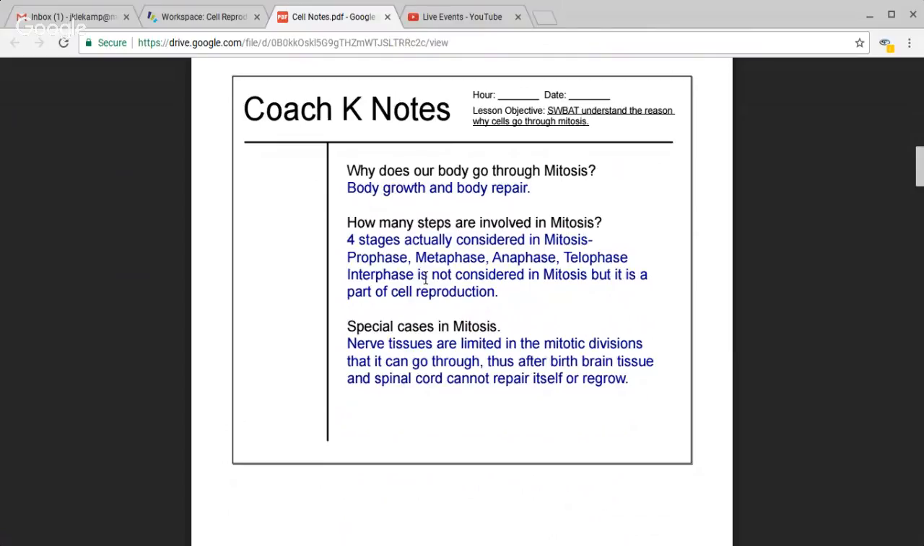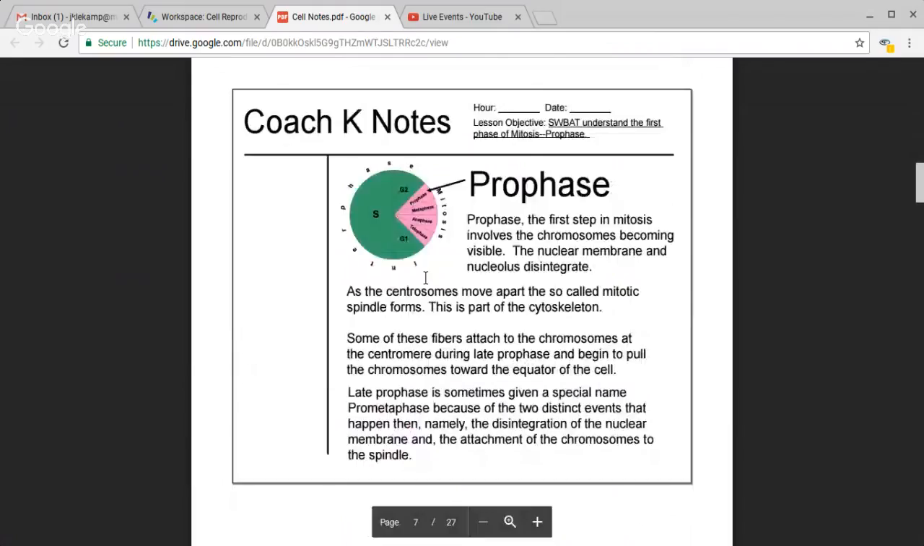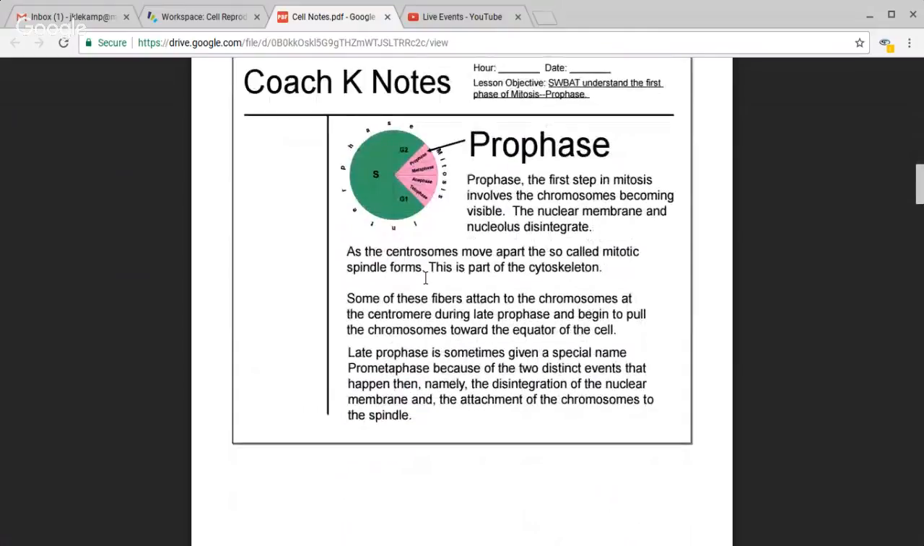So, for instance, brain tissue and spinal cord cannot repair itself or regrow after it's damaged. So we look at prophase as being the first stage in mitosis. We see the chromosomes becoming visible. The nuclear membrane starts to disintegrate, also with the nucleolus.